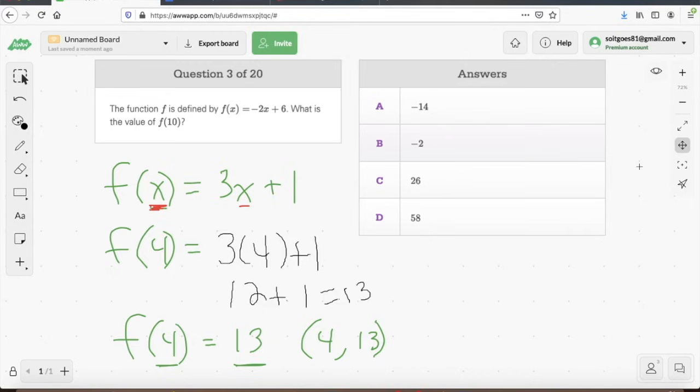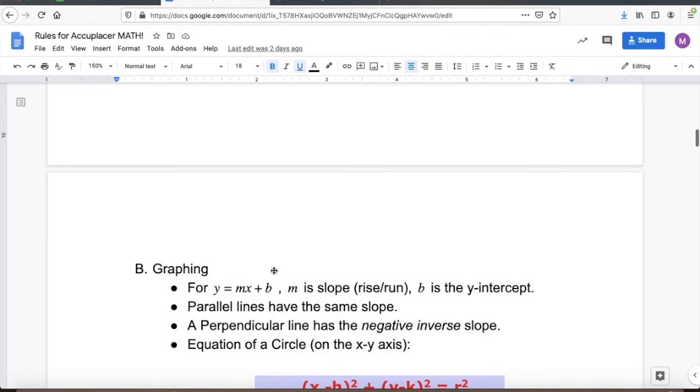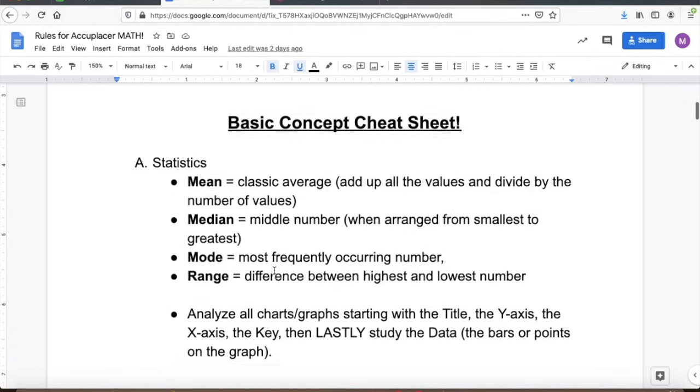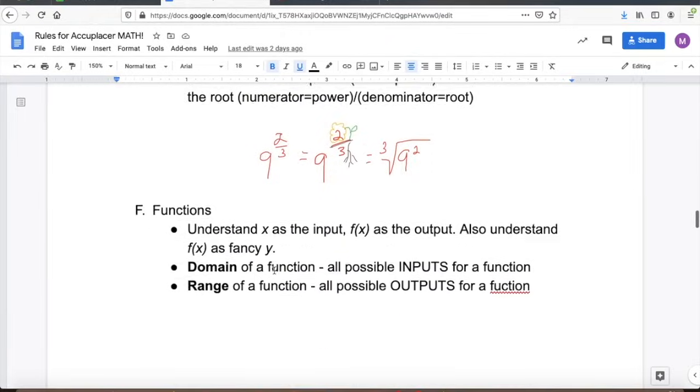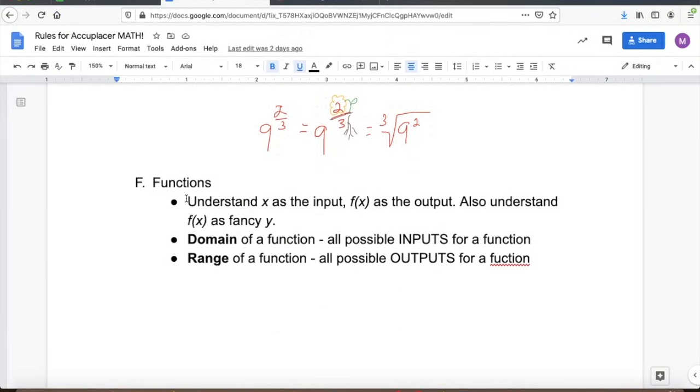And I've got that on the rules for Accuplacer Math real quick. I do want to go over functions again. Somewhere here. Where are my functions? There we go, basic concept. This part right here. Understand x is the input, f of x is the output. And then understand f of x is fancy y, especially if they give you a graphing question with functions. Whatever your f of x value is, just make that your y value. It's the same thing. Okay, and we'll practice that.